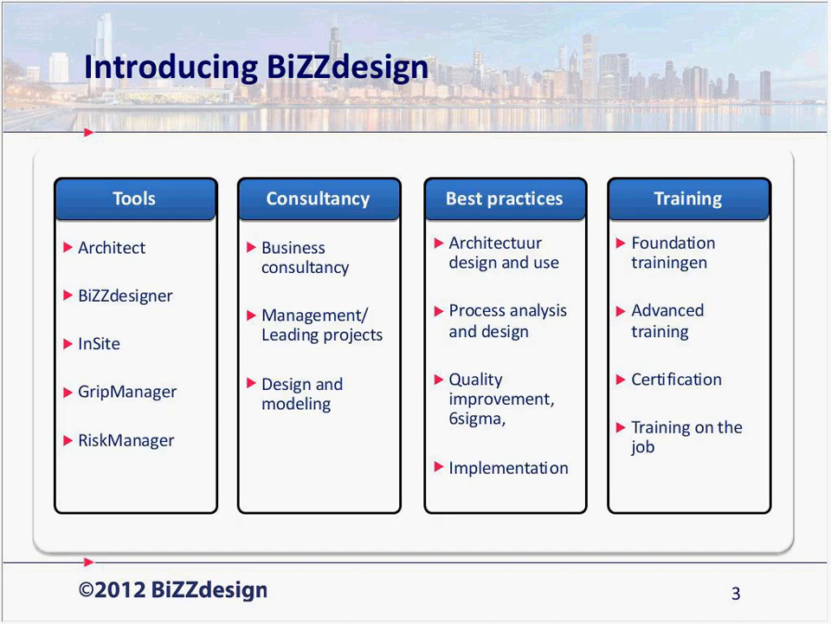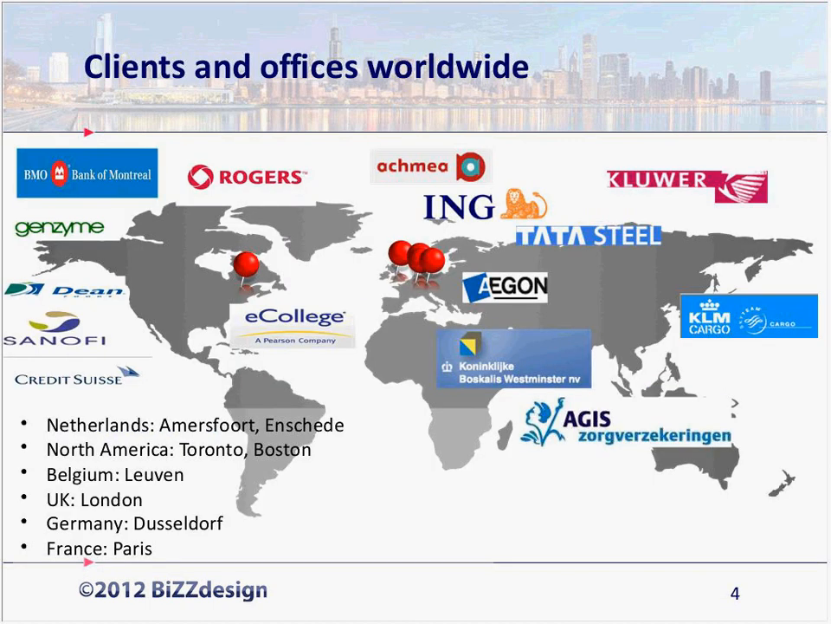First, about BizDesign, what do we do? We help organizations with enterprise architecture and business process management: tools, consultancy, best practices, and training. We believe it is essential in helping organizations move forward to always have a mixture of those 4 elements. Our tools are Architect and BizDesigner, Architect for modeling ArchiMate models. Here you can see some of our clients and offices worldwide.